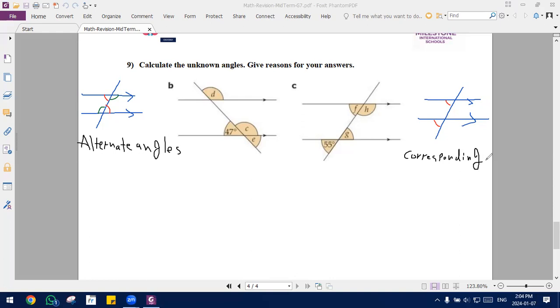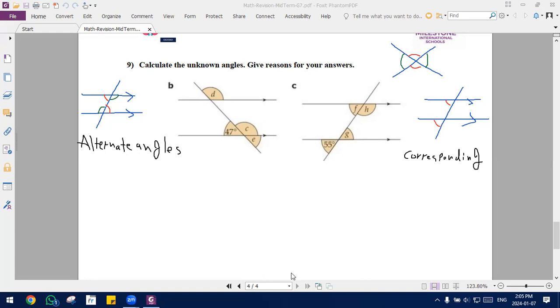So those are corresponding angles. Now one more type that will be so helpful to know. When I have just two straight lines, they make like an X. So I will have two pairs of equal angles. For example, this angle is equal to that one, or this angle here is equal to this angle here.